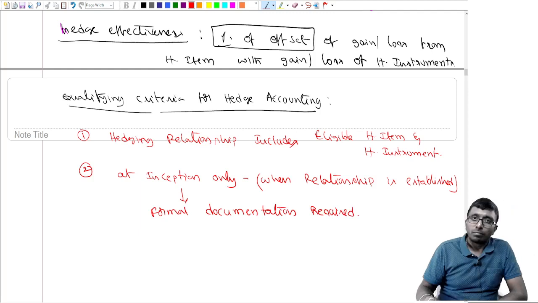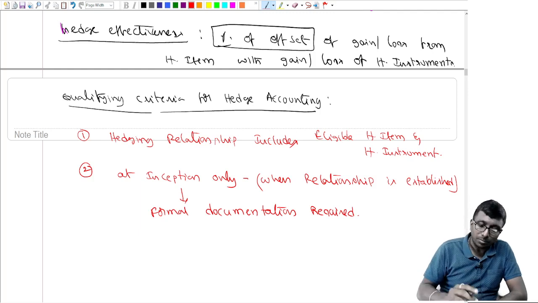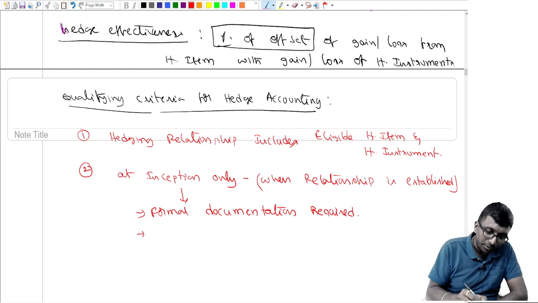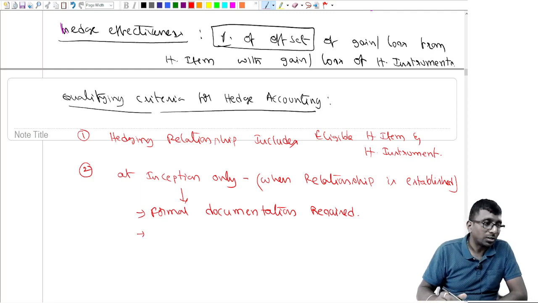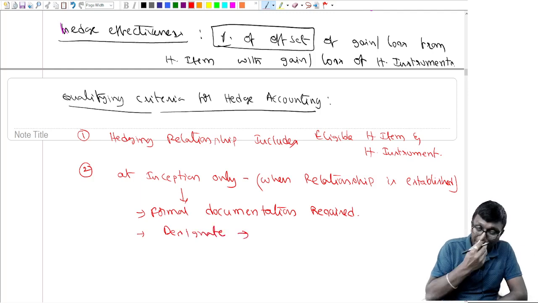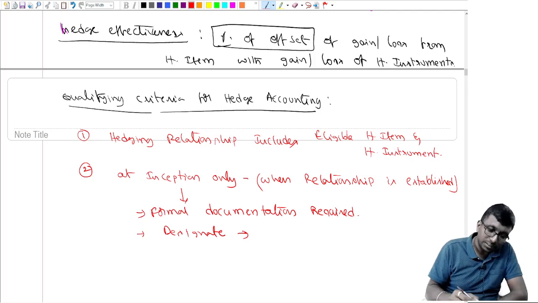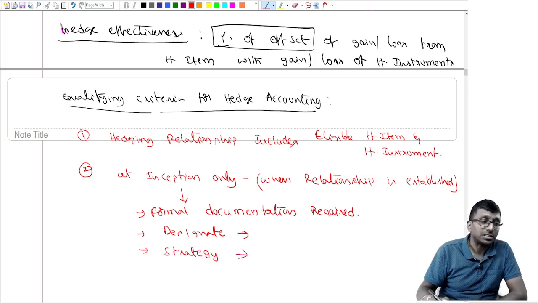What is a formal documentation? Formal documentation is required. One, you should say designation. You should designate which is the hedged item, which is the hedging instrument. At the same time, what is the strategy? You should write the strategy. What is your strategy? That also you are supposed to write.